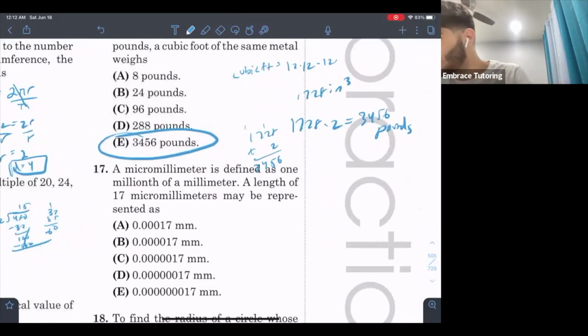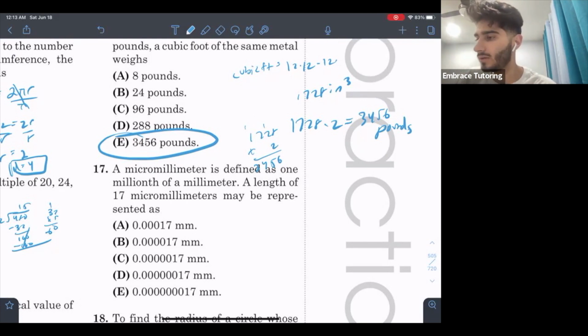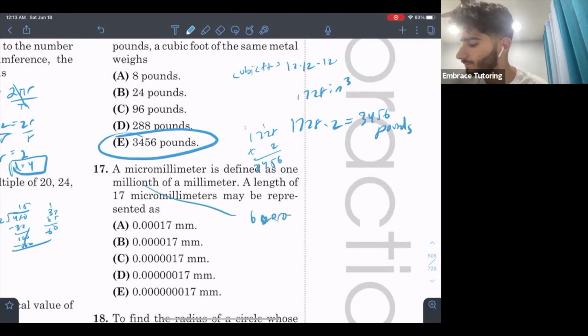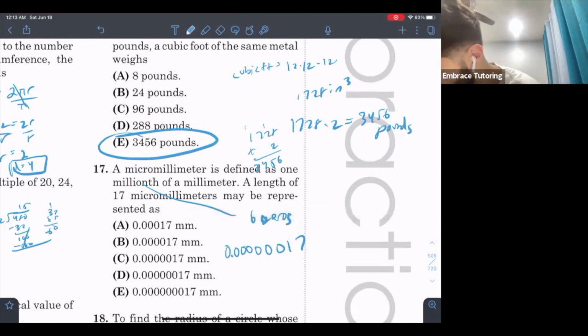17. A micromillimeter is defined as 1/millionth of a millimeter. A length of 17 micromillimeters may be represented as... so a millionth of a millimeter is defined as 6 zeros. If you have a 17, it would be 1, 2, 3, 4, 5, 6, and then 0.17.